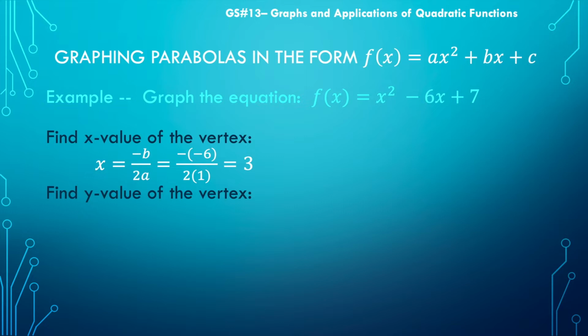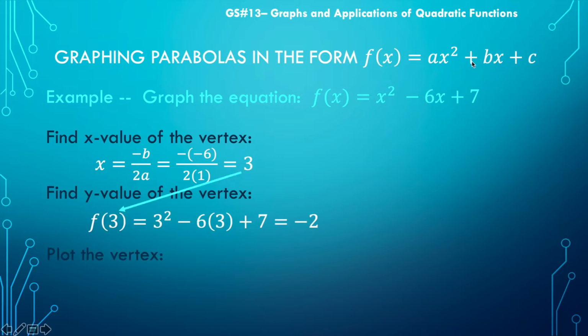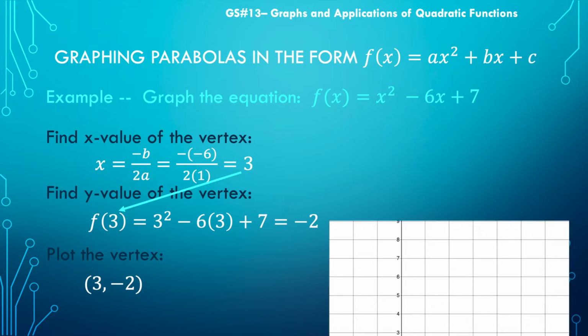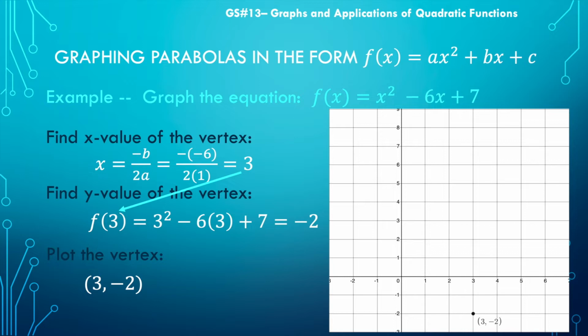Now I want to find the y value of my vertex. So I'm going to take that x value of 3 that I determined and substitute it into my function everywhere I see an x. So f of 3 is equal to 3 squared minus 6 times 3 plus 7. And so that's 9 minus 18 plus 7. So negative 9 plus 7, which is negative 2. So now I know that the coordinates of my vertex are (3, -2). So I can go ahead and plot that on an xy plane.